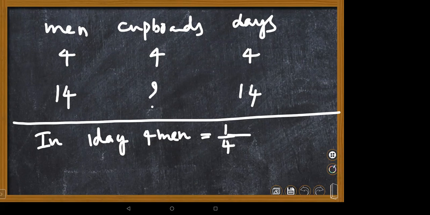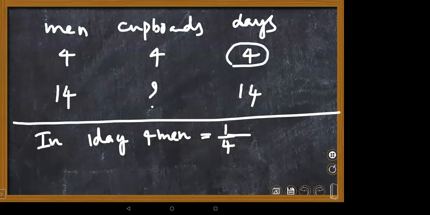Not in one day. All 4 days they will do means they will complete 4 cupboards. That means in 1 day they can do 1 out of all the 4 cupboards. So that means 1 by 16. Yes, ma'am, 1 by 16.